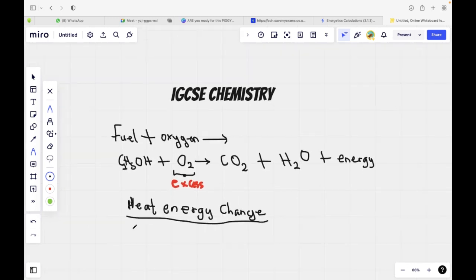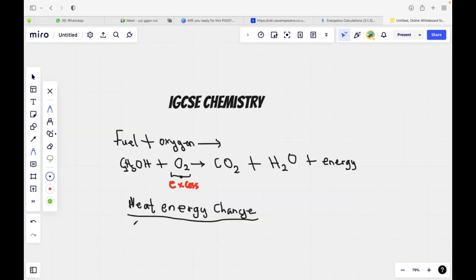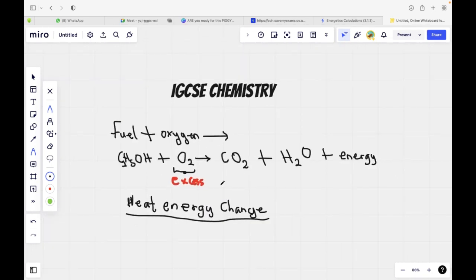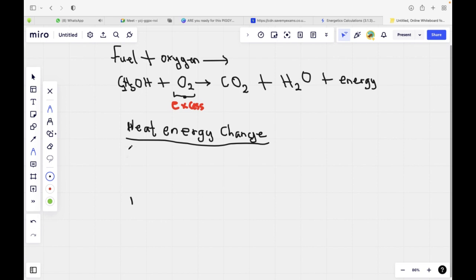So the first thing we need to know is the mass of the substance. We need to know the specific heat capacity of the substance. What is this specific heat capacity? It's just a term in physics. What is specific heat capacity?